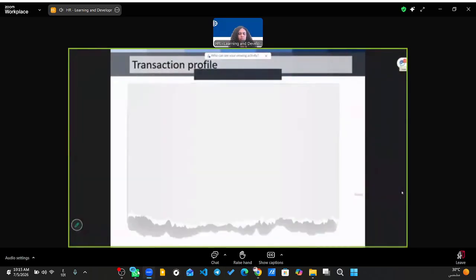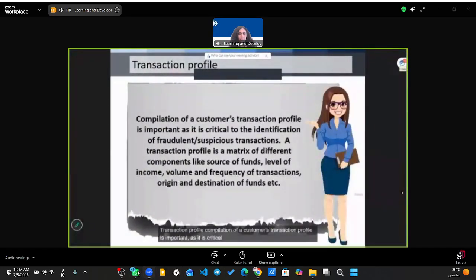Transaction profile. Compilation of a customer's transaction profile is important as it is critical to the identification of fraudulent or suspicious transactions. A transaction profile is a matrix of different components like source of funds, level of income, volume and frequency of transactions, origin and destination of funds, etc.